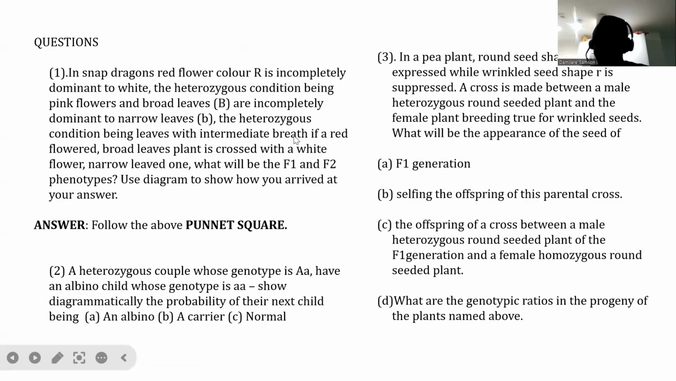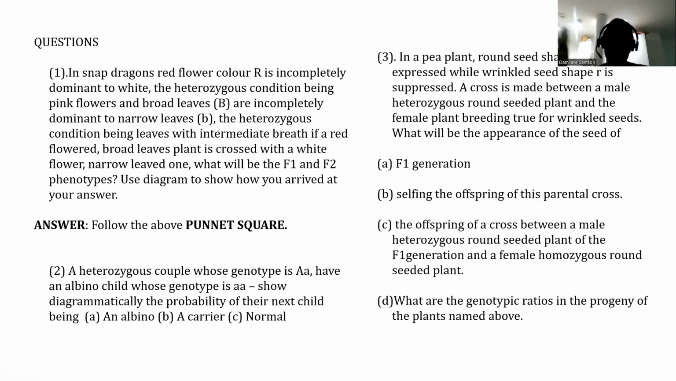Intermediate what? Breadth. So you are not going to say capital letter B completely dominates small letter b. No, the name has changed to intermediate breadth. They now said if a red flowered, broad leaf plant, that is capital R, capital B, capital B. You remember all those now. That's where we are coming from, the beginning of what we did. We just finished now.